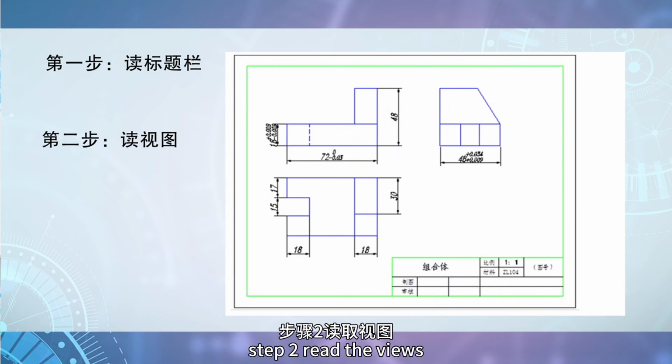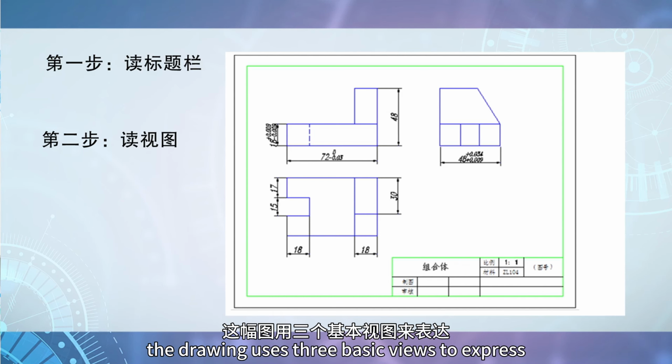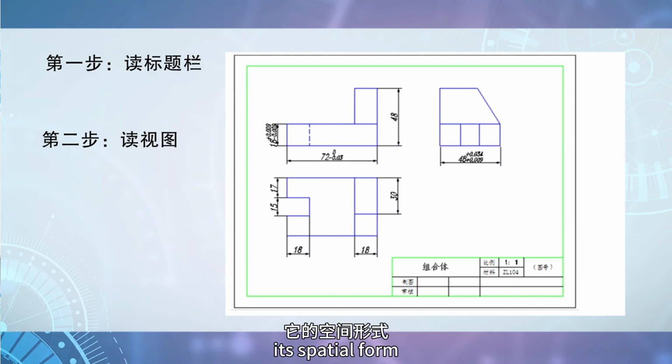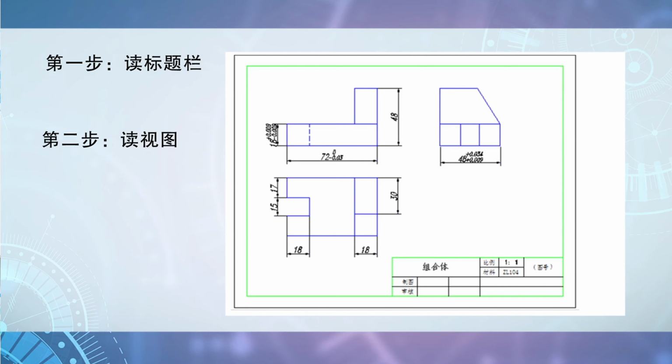Step 2. Read the views. First, analyze the projection method. The drawing uses three basic views to express its spatial form. It includes one front view, one top view, and one left view.